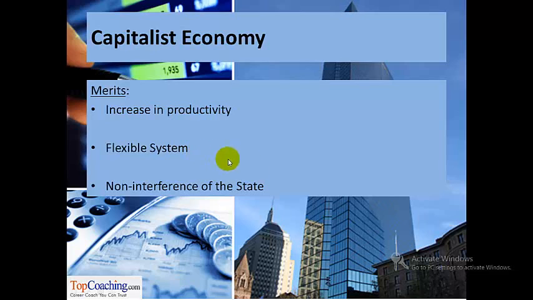The third merit of capitalist economy is the non-interference of state. The state has a minimum role to play. There is no conflict between the individual interest and the society. The economic institutions function automatically, preventing the interference of the government.